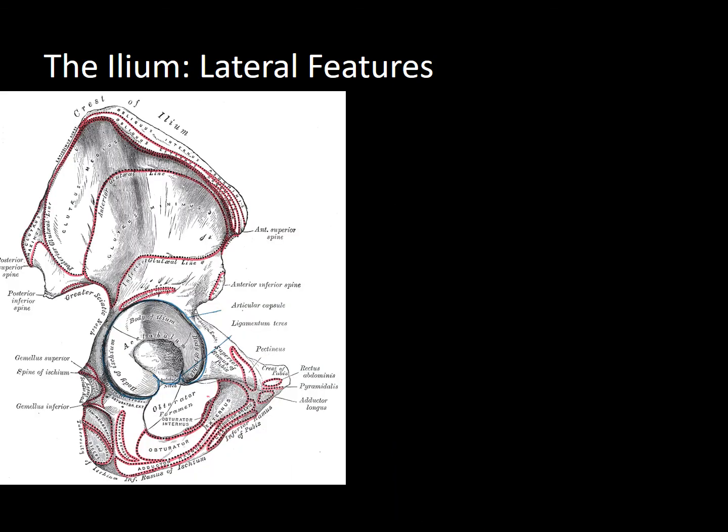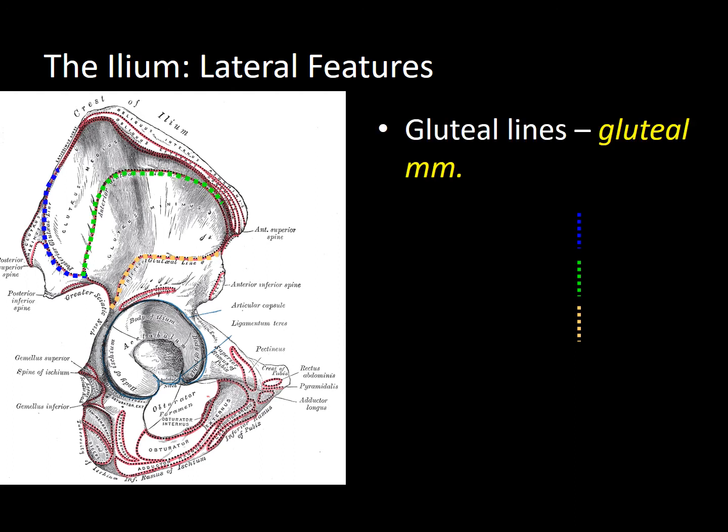Of course, some of the most important lateral features are for attachments of muscles that if you've taken any classes with me, you've heard some about before. So we have the gluteal lines, or the gluteal lines, are for attachments of the gluteal or gluteal muscles. You can say it either way. That blue line is the posterior gluteal line. The anterior gluteal line is in green, and the inferior gluteal line is in orange.